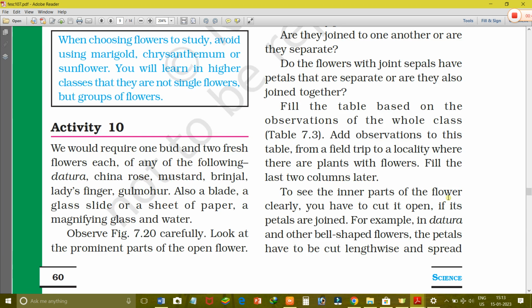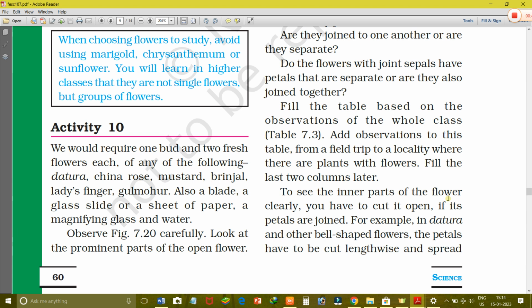Fill the table based on the observation of the whole class. Add observations to this table from a field trip or to a locality where there are plants with flowers. Fill the last two columns later.